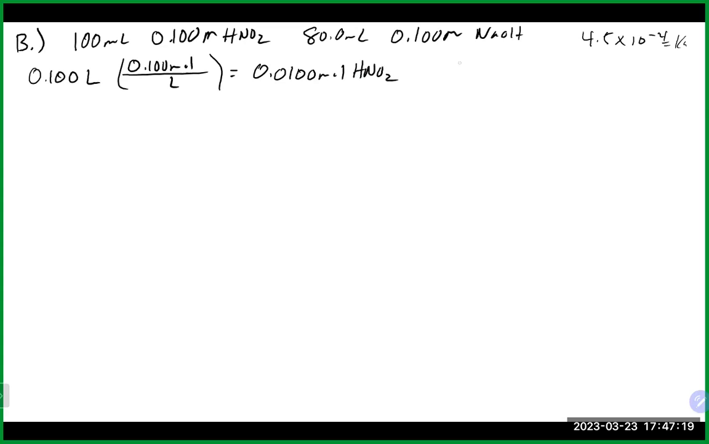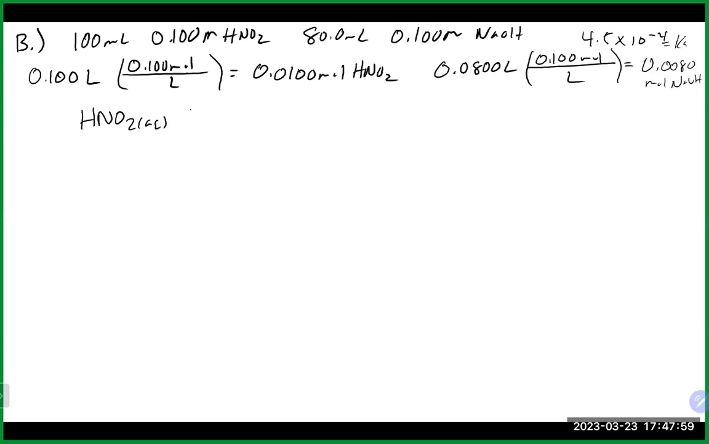We'll do the same thing for our base. Once again, you can convert our volume into liters, divided by 1,000, times the molarity of our base, which is also 0.1 molar. That would give us 0.08 times 0.1, going to give us 0.008 moles of our sodium hydroxide. All right, so now that we have the moles of everybody, we're going to do our reaction here. So this is going to be HNO2, which is our acid, going to react with our base.